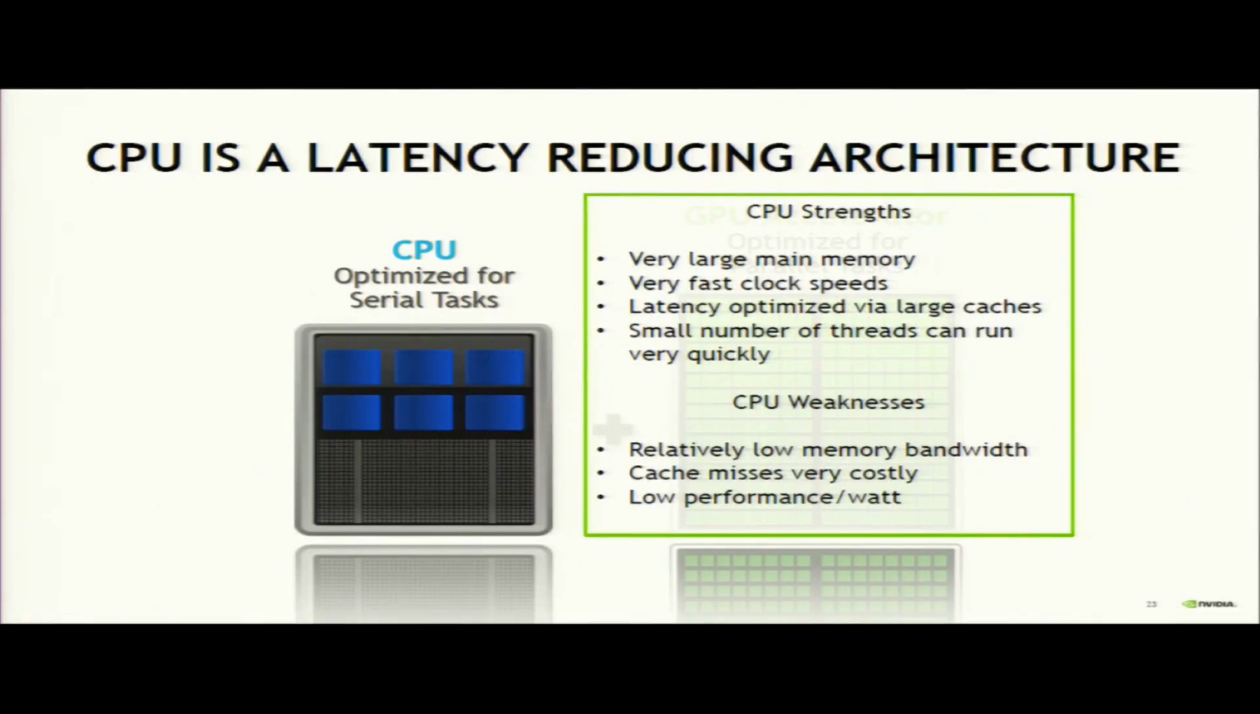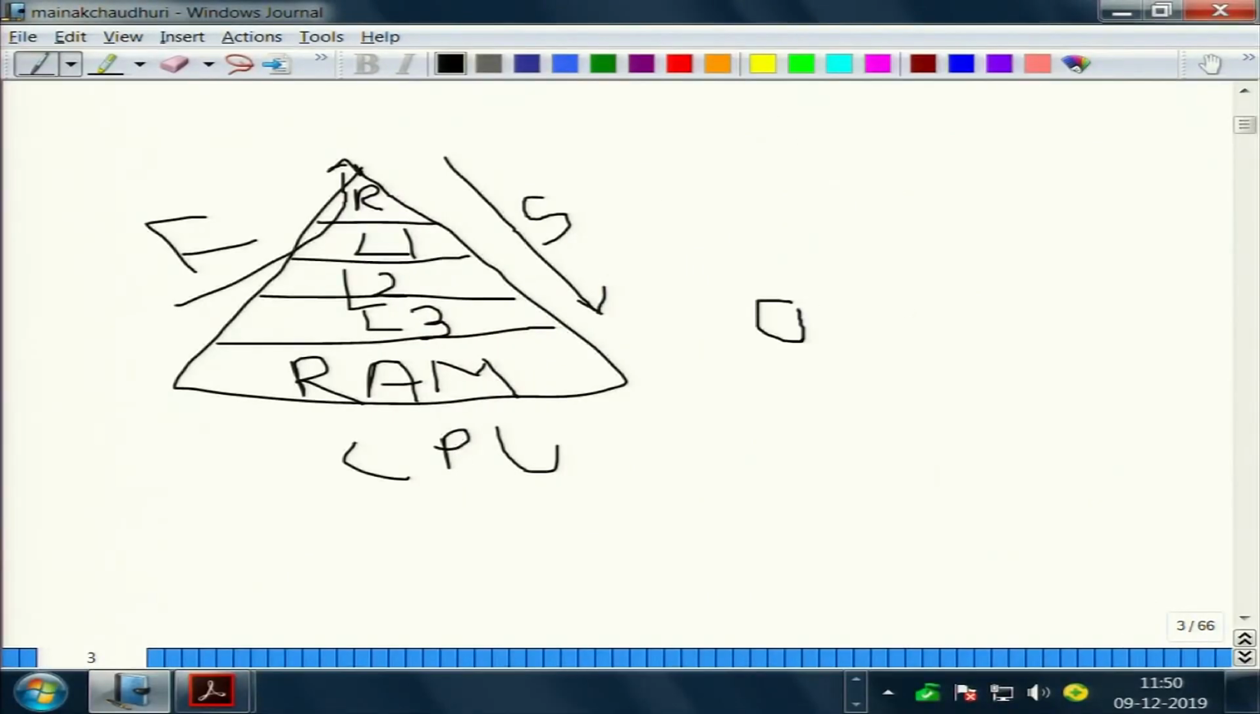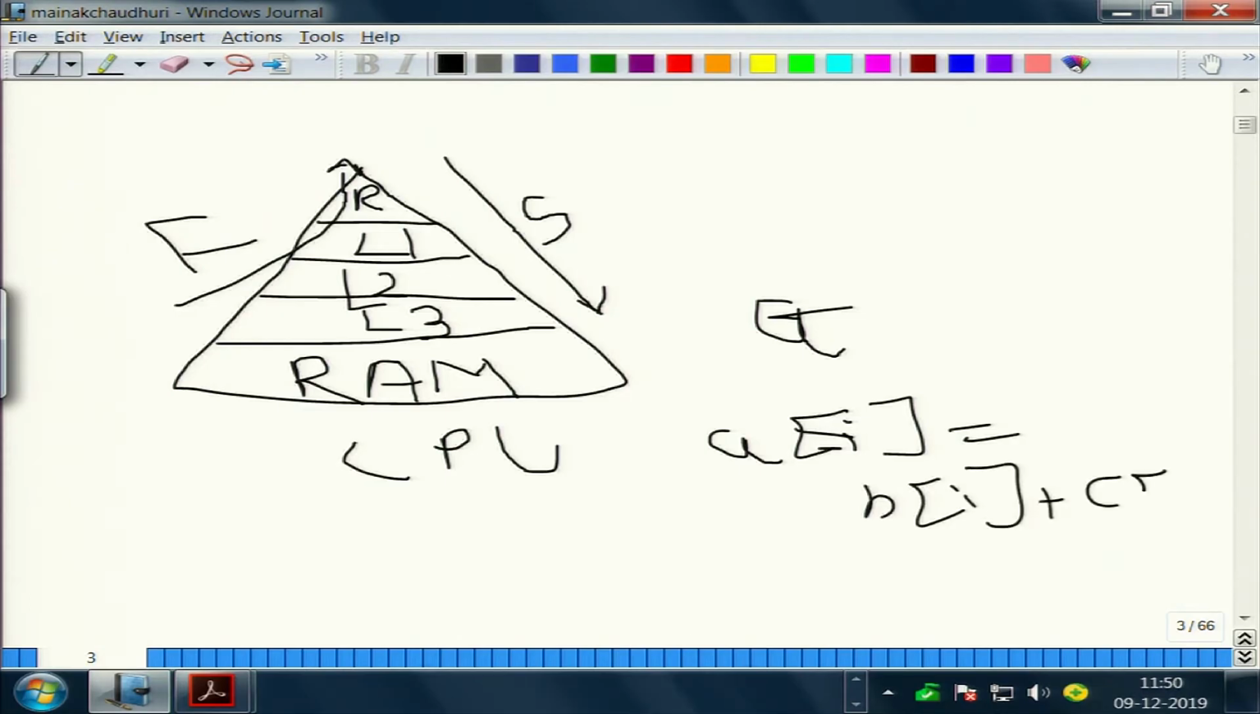Now, since I talked about memory bandwidth, you have to understand one part of it. If I were to show you a very simple example, suppose I was doing this operation, A of I equal to B of I plus C of I. This is a very simple operation, correct? And I can do this in parallel. Can anybody tell me how many memory operations I am doing and how many arithmetic operations I am doing? 3 memory operations, which is 2 reads and 1 write, and 1 arithmetic operation.